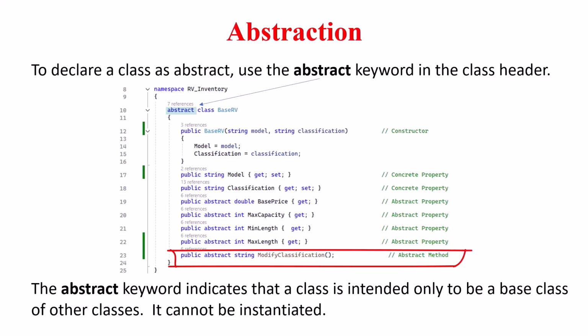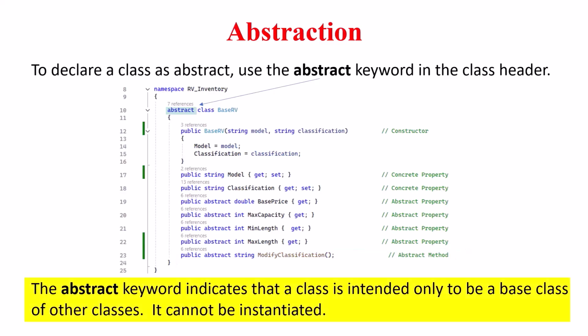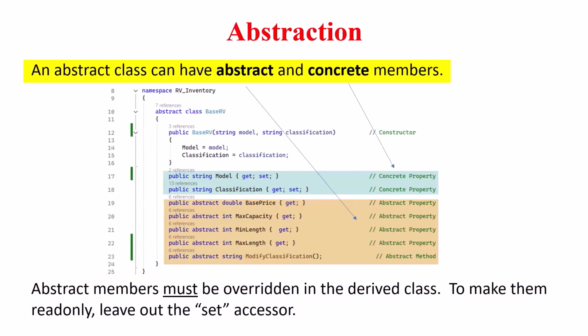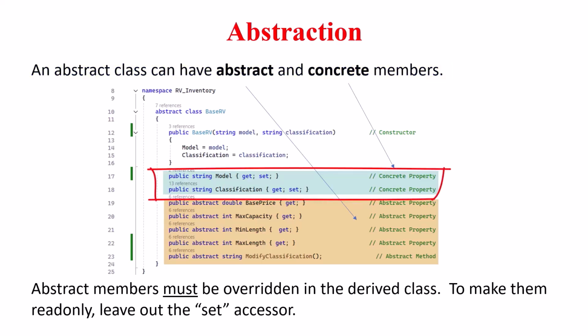And you can see we have also public abstract string modify classification. We have a method down here that's also an abstract method, which must be overridden. The abstract keyword indicates the class is intended to only be a base class of other classes. It cannot be instantiated. An abstract class can have abstract and concrete members, as you can see. The model classification, again, the gets and sets are there. We're going to bring in a model, we're going to bring in a classification, and it'll be complementary if we're using Class A, Class B, or Class C.